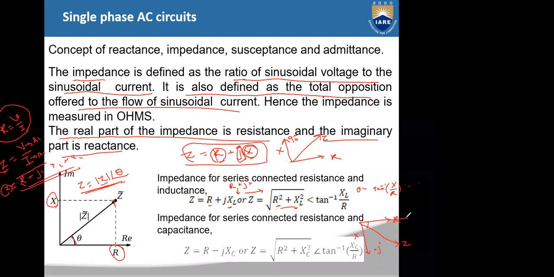So here, with respect to the x-axis, here also we'll get the angle theta, and that is theta is equal to tan inverse of, in case of capacitance. So this is the impedance formula. Okay, R minus j into XC. In case of inductance, R plus j into XL. This is the angle, tan inverse of XC by R. Okay, this is the magnitude, this is the angle in case of the capacitance. Is it clear?